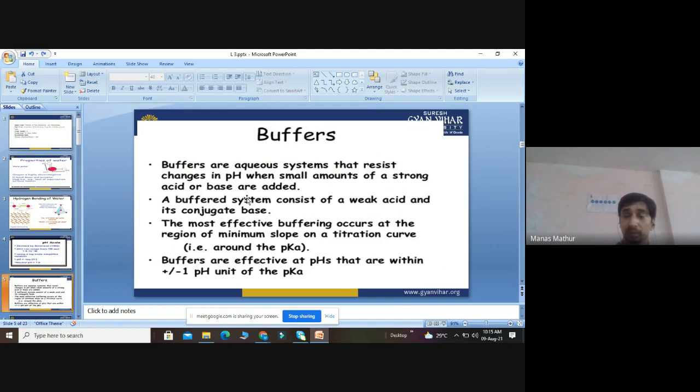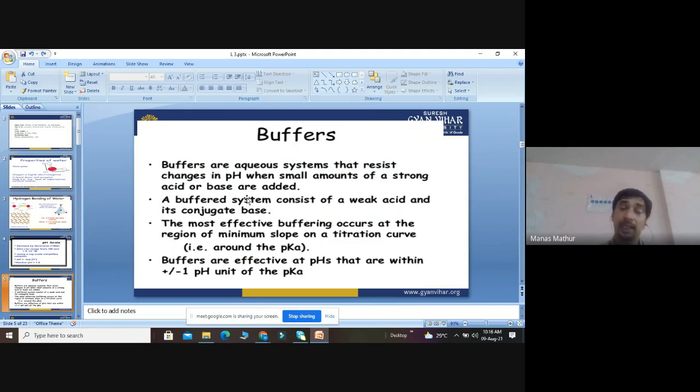Suppose we are taking a strong base, NaOH, and we do the reaction with a weak acid, that is acetic acid. So NaOH plus CH3COOH. What will happen? Water will be formed. What will remain? CH3COONa, sodium acetate. That CH3COONa is a kind of buffer solution which is made from a weak acid and a strong base. That sodium acetate we can use in our different chemical reactions. That is a kind of buffer solution which resists changes in the pH.